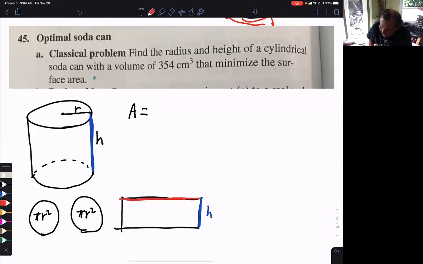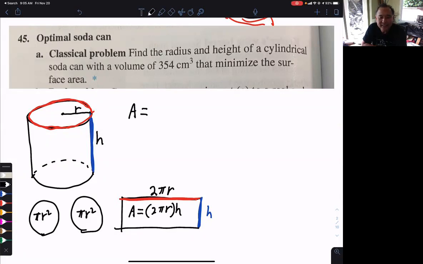What's this distance of the can? As you unroll this can, that's going to be this distance. So imagine we cut the can right here, slice it, and we unroll this can and lay it out flat. The distance across the top is the distance around the can. That is the circumference, and everyone knows the circumference of a circle is 2 pi r. So the area of the side of the can is base times height, 2 pi r times h.